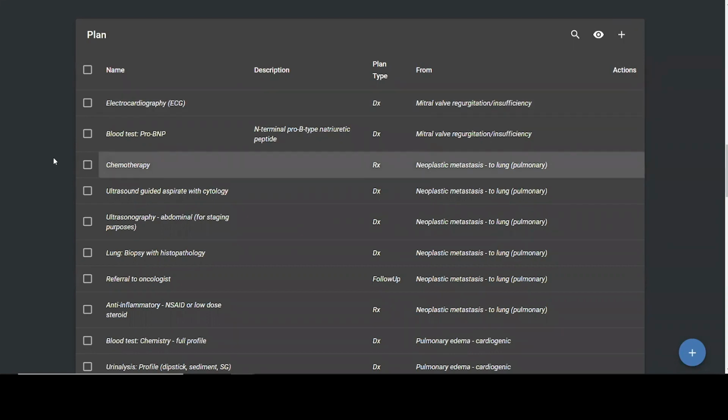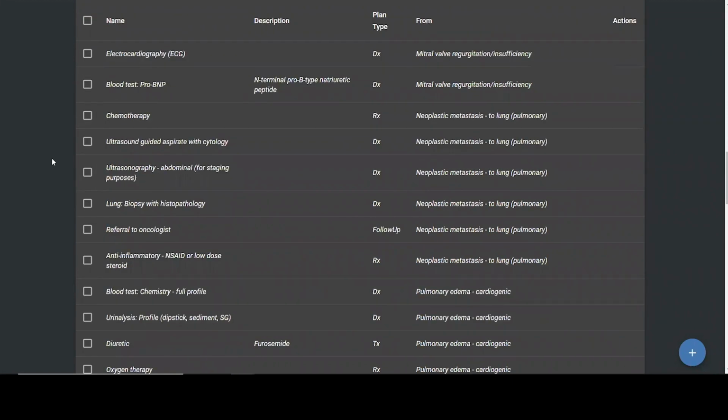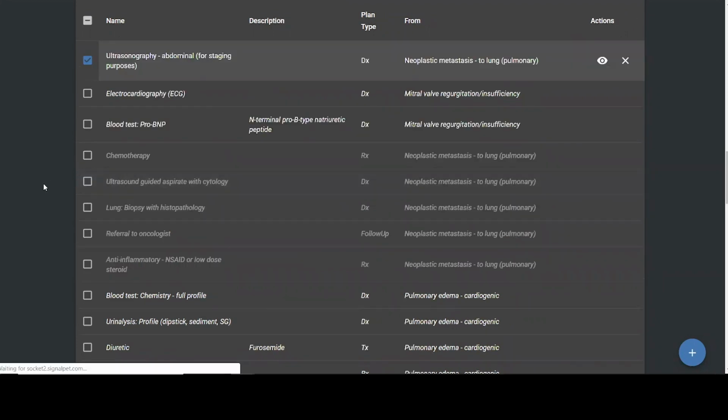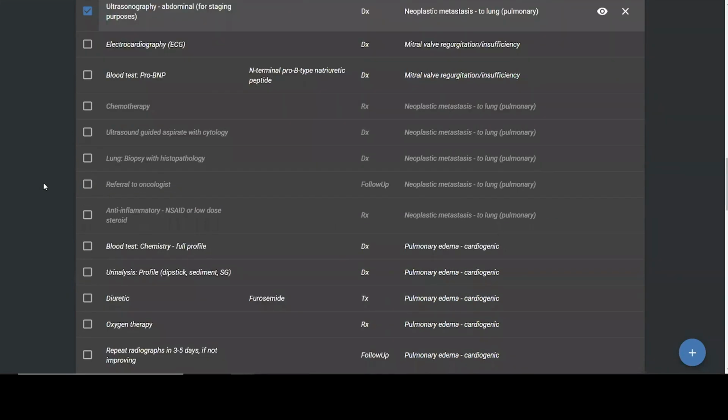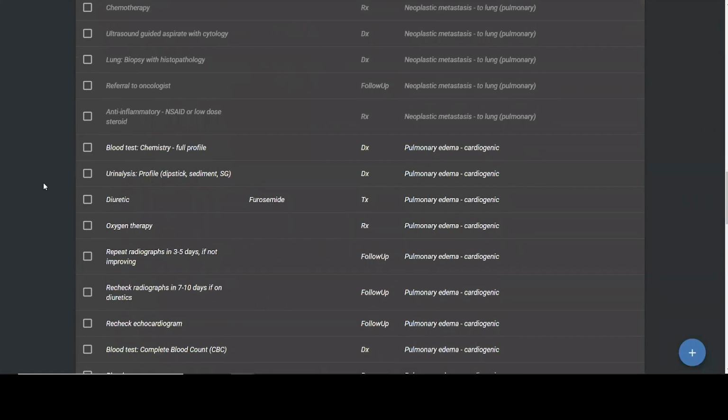So let's see, what will I select here? So let's see, abdominal. I'm a radiologist, so I love doing those abdominal ultrasounds for staging purposes. Make sure we don't have anything else going on in the abdomen. Let's see, I'm going to try to make this quick too. I'm not going to select everything that I might.